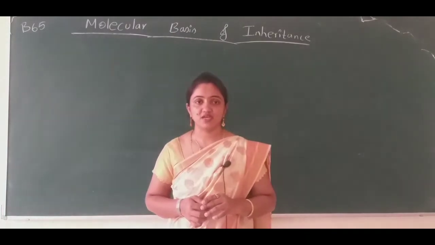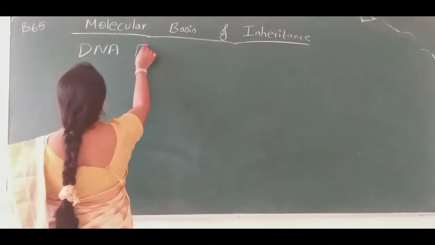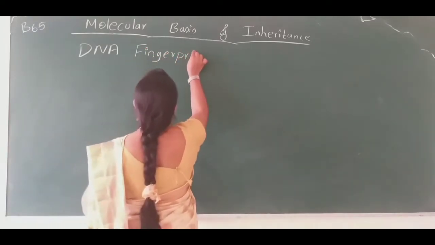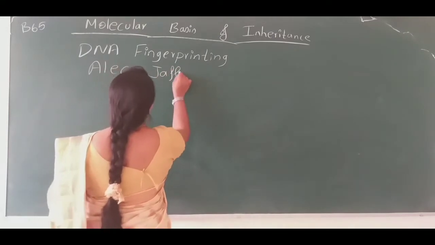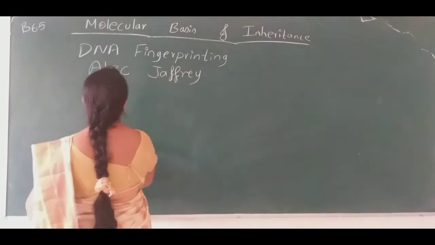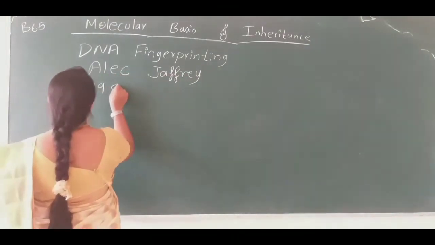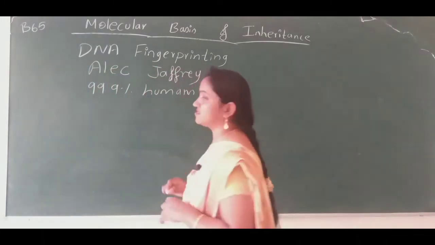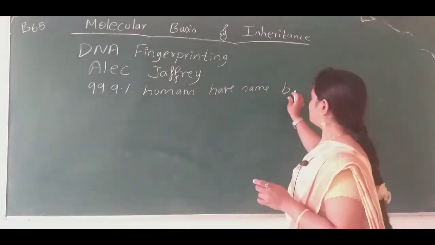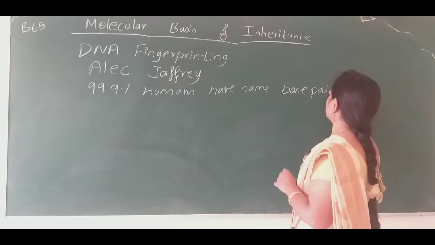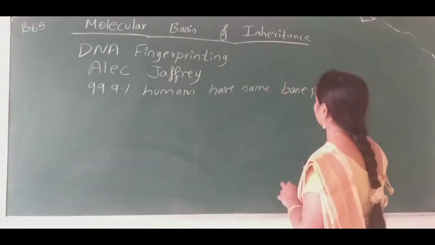But in this DNA fingerprinting we are starting with who discovered it first. DNA fingerprinting was first discovered by Alec Jeffreys. Okay, let me tell you one unique feature of DNA fingerprinting. 99.9% of humans have the same base pairs. I'll use the word base pair, okay? That is a much more suitable word than genes. So 99.9% of humans have the same base pairs.